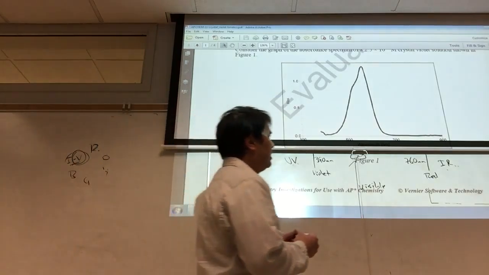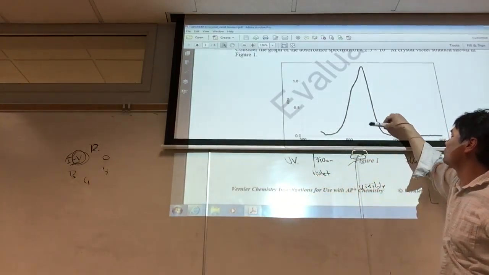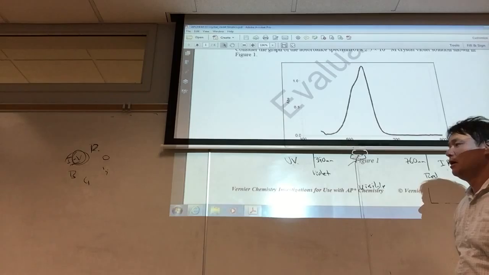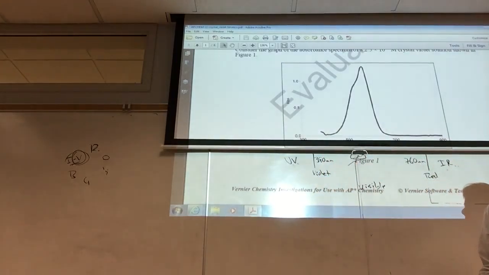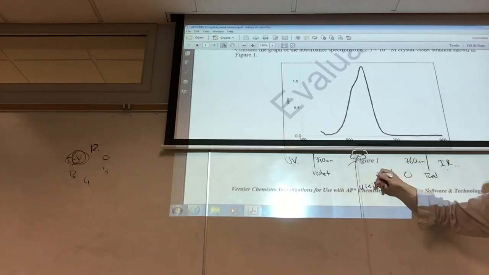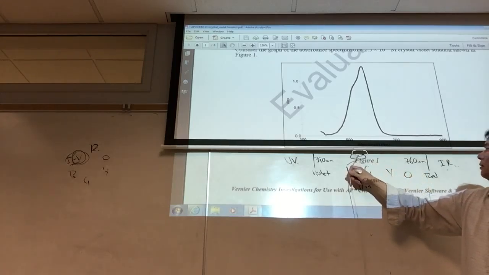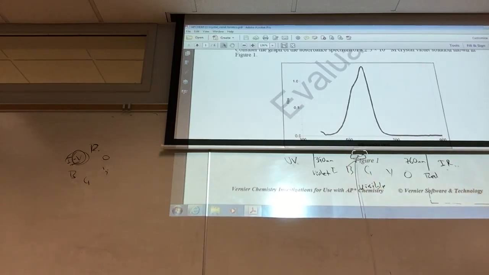And so what we're seeing here is this big peak. This big peak is absorption of light. And so part of the rainbow is being absorbed. What part of the rainbow is being absorbed here? Well, if we map out the colors, we get red, orange, yellow, green, blue, indigo, violet.